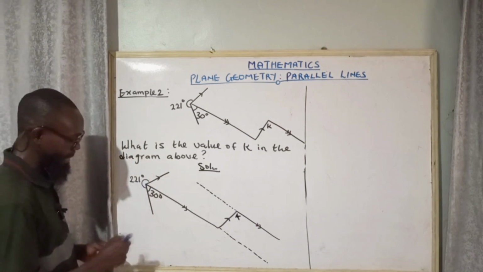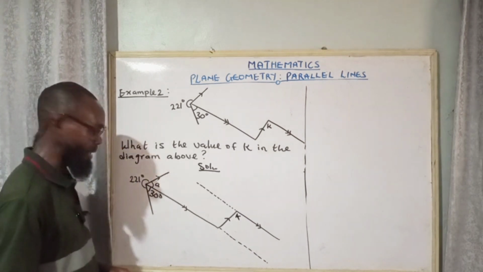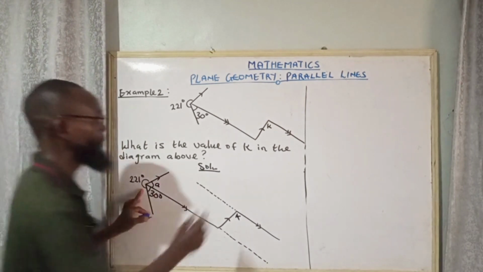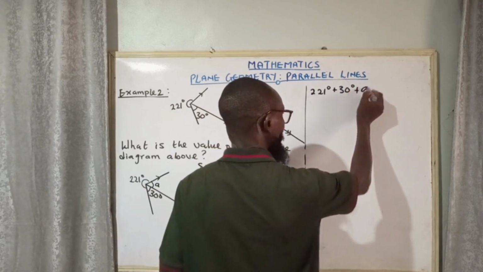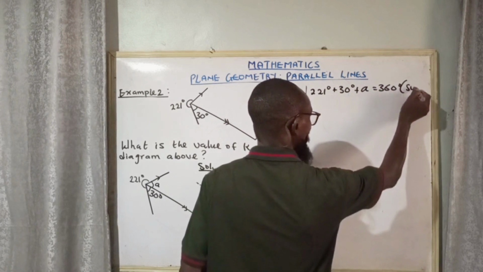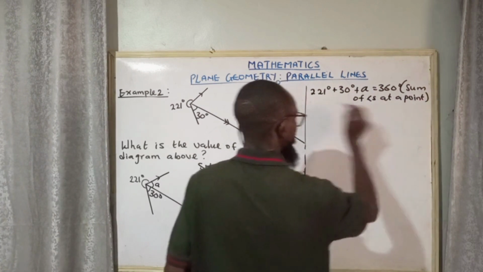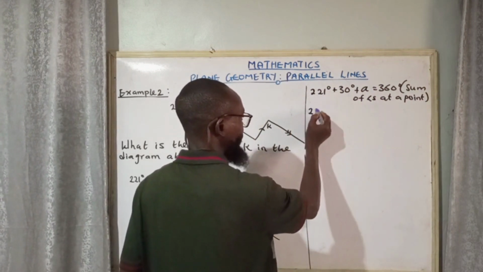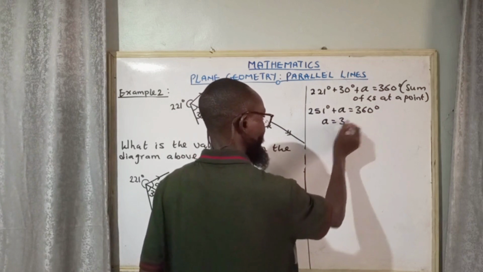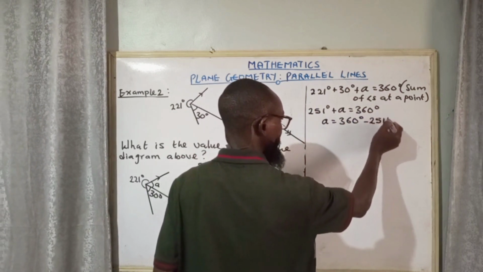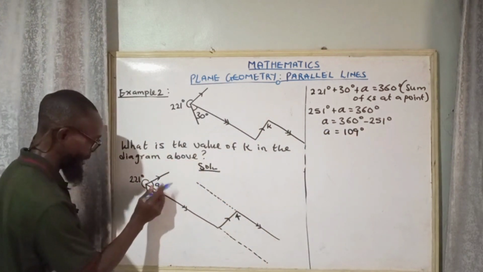Look at this angle that is here. Let me call this angle A. If I sum up the total angles here, it's equal to 360 degrees. Sum of angles at a point. So we have 221 degrees plus 30 degrees plus A is equal to 360 degrees. Sum of angles at a point. Now when we sum up this one, we have 251 degrees plus A equals 360 degrees. A is equal to 360 degrees minus 251 degrees. A is equal to 109 degrees. Okay, our A here is 109 degrees.